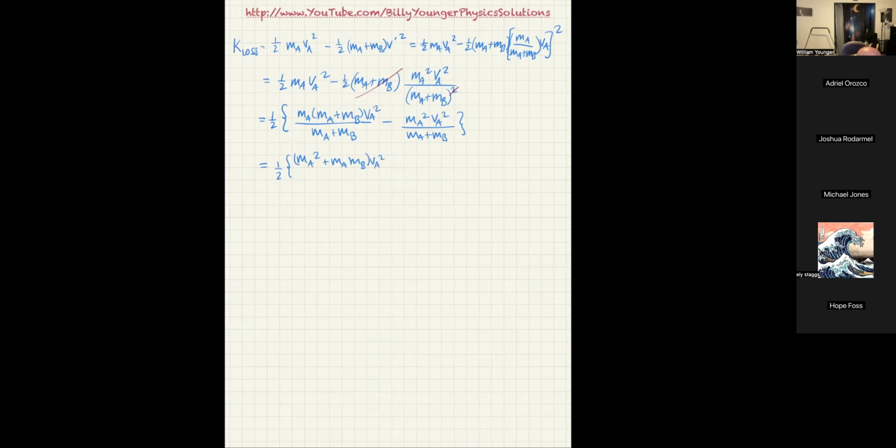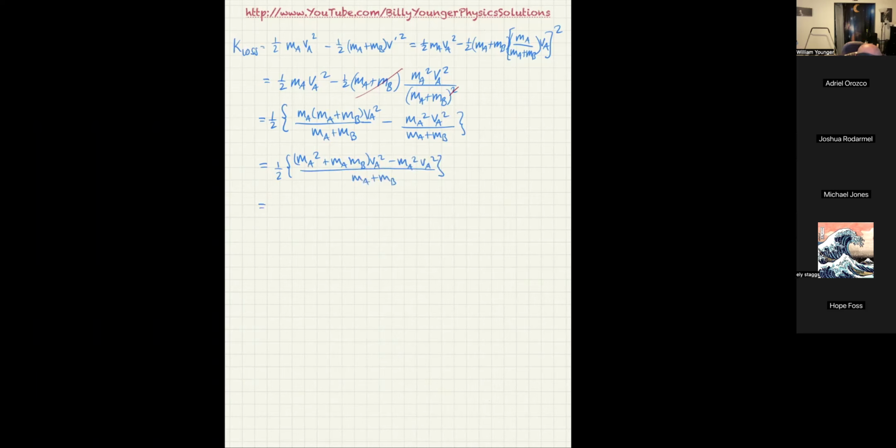But notice the other one has a VA squared, so I can actually pull that out and to the side as well, and I think I will do that. Minus MA squared VA squared. And then, of course, all of that is over MA plus MB.